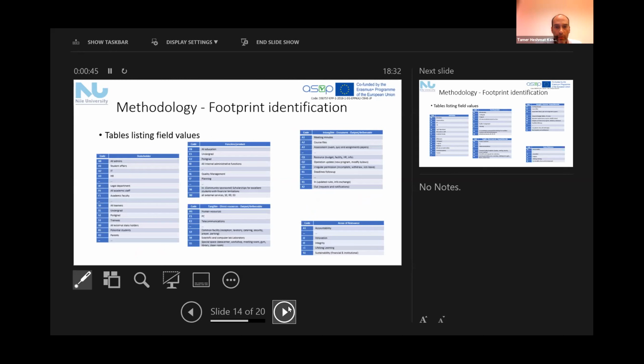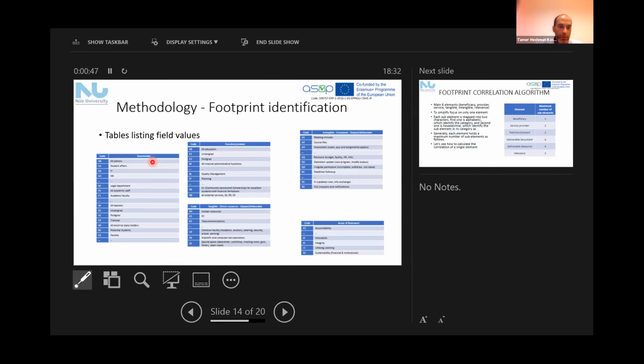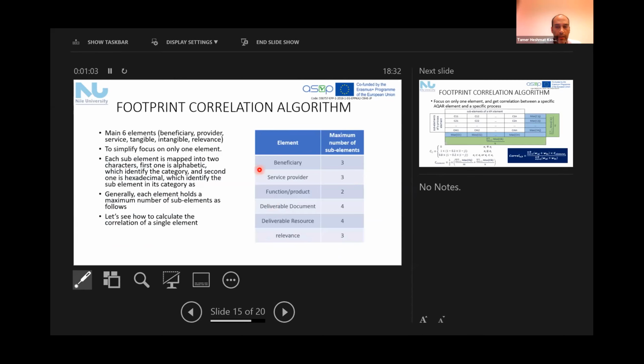So I will have to skip this, but this is the output of the mapping or listing of the footprint. We have tables. These are the possible values for each field in the footprint. Okay. Next, let us explain briefly the footprint correlation algorithm, because now it includes much mathematics.